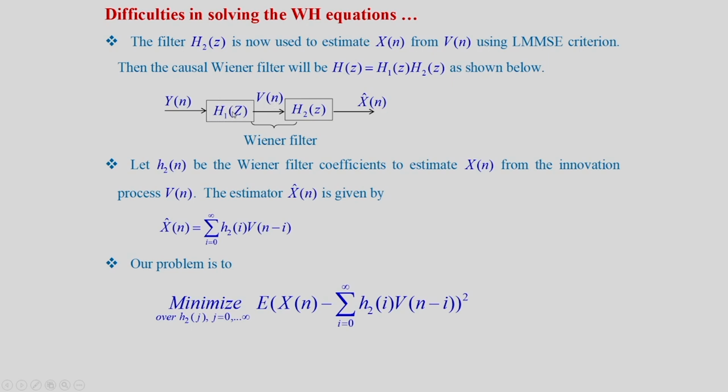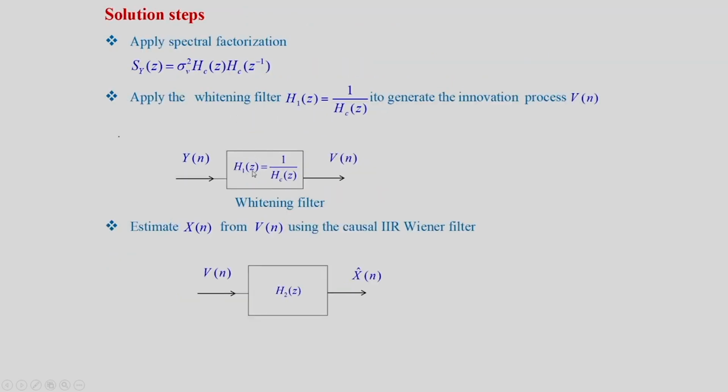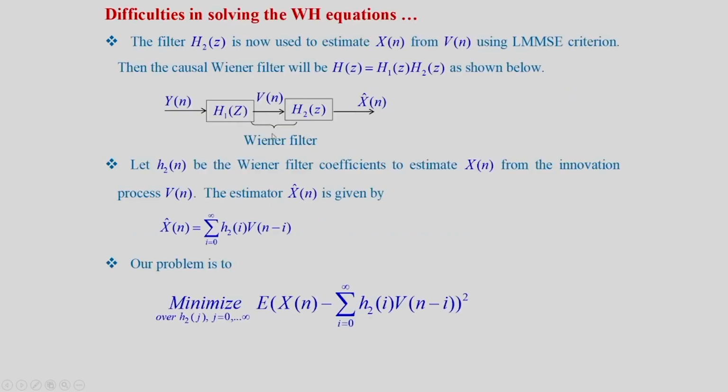Then the causal Wiener filter will be Hz is equal to H1z into H2z, where H1z is equal to 1 by Hcz as we have shown earlier. This is the H1z. So, we pass Yn through H1z, we get Vn, and then using H2z we get x hat n. Therefore, our Wiener filter will be the cascaded filters H1z and H2z, or in other words our Hz will be H1z into H2z.